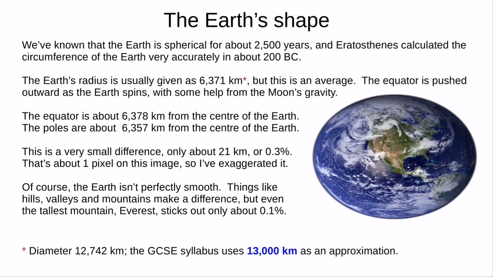Its average radius is 6,371 kilometres, but the equator bulges out a bit. This is caused by the Earth's spin, creating a centrifugal force pushing outward, as well as tidal effects from the Moon's gravity. The result is a 21-kilometre difference in radius between the equator and the poles, a difference of 0.3%. The Earth also has valleys, mountains, ocean trenches, and so on. These make very little difference, about 0.1%.